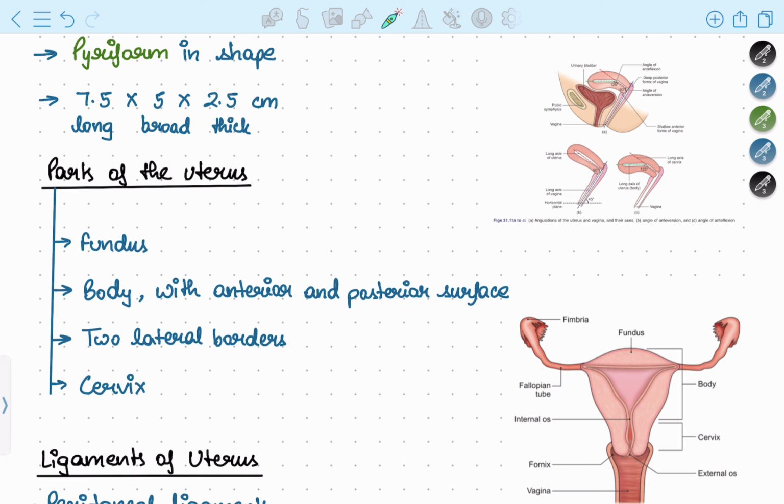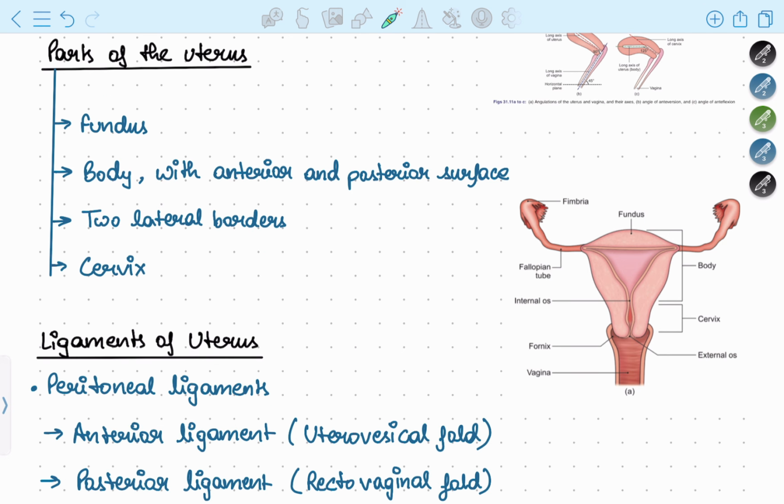Now, what are the parts of the uterus? The uterus is divided into four parts. The first part is the fundus. The fundus is the part above the opening of the fallopian tubes. So this part is the fundus of the uterus. Then we have the body of the uterus. The body has an anterior surface and a posterior surface, then you have the two lateral surfaces of the uterus, and finally we have the cervix. The cervix is connected to the vagina. So these are the four parts of the uterus.